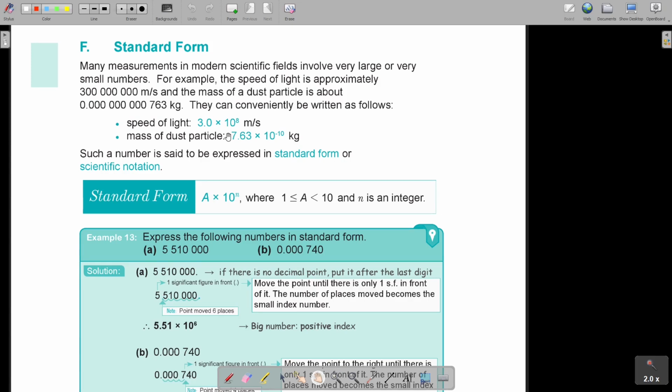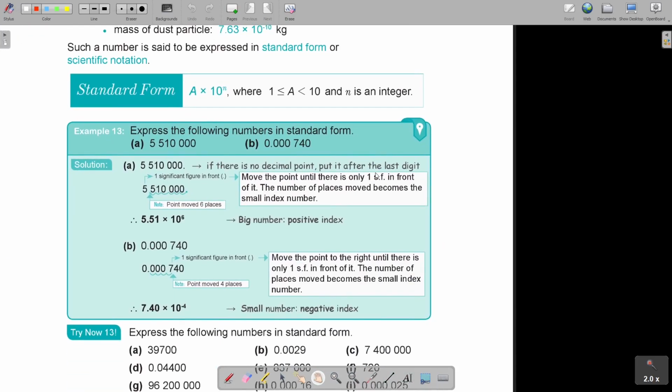Okay, but as I said, let's very briefly refresh your memory. So the comma, I can almost say the comma is there at the back. And then I just go 1, 2, 3, 4, 5, 6. Please, you must go until there's one digit in front which is not 0. So if it's 6, then I say 5.51 times 10 to the power of 6.